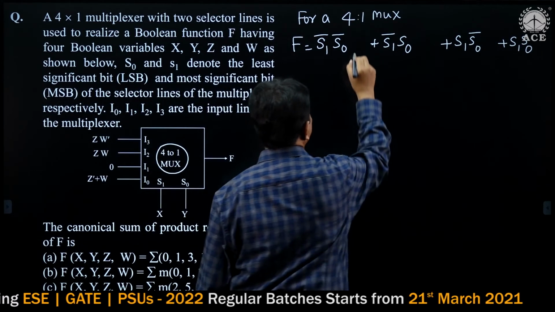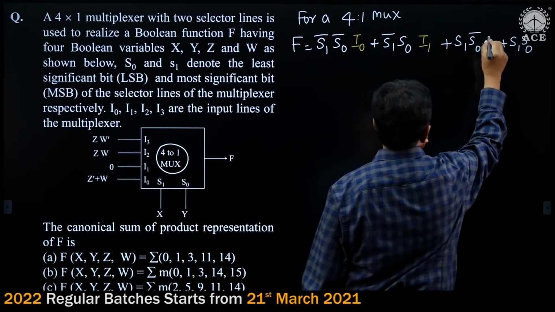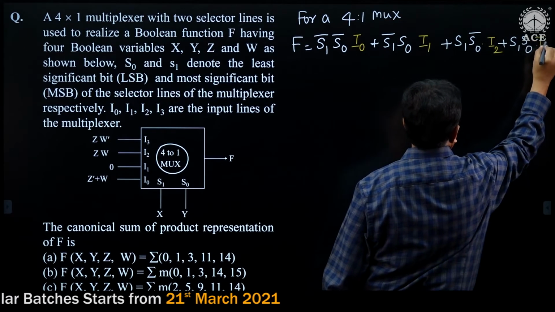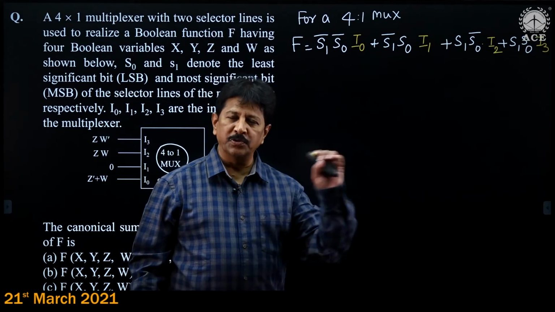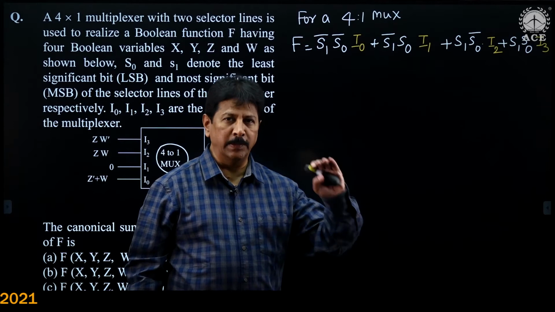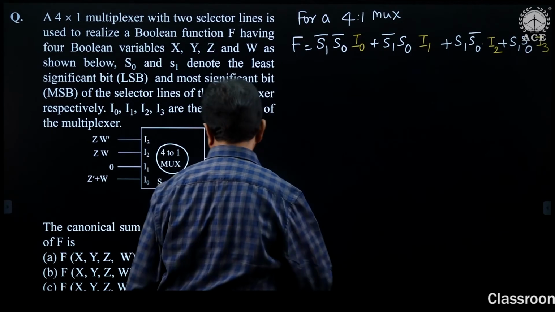Here the inputs are going to come I0, I1, I2, I3. So here the concept is simple. Substitute all the selection line values and inputs, convert them into minterms. That's what I have to do. So I'll do it step by step.